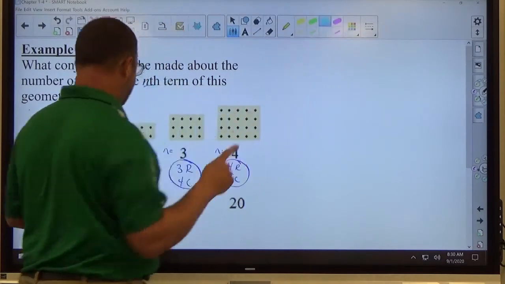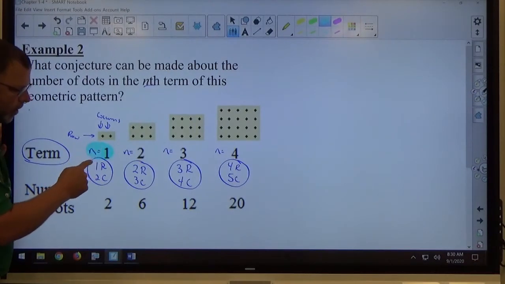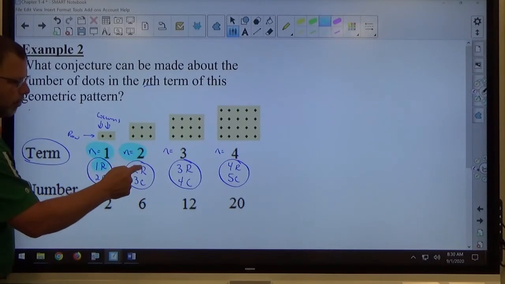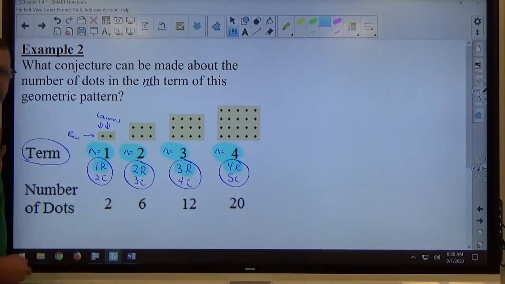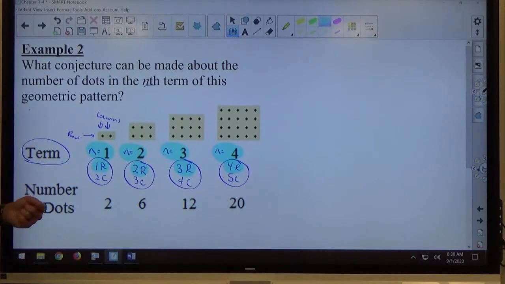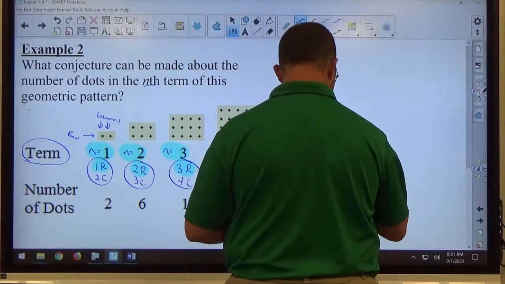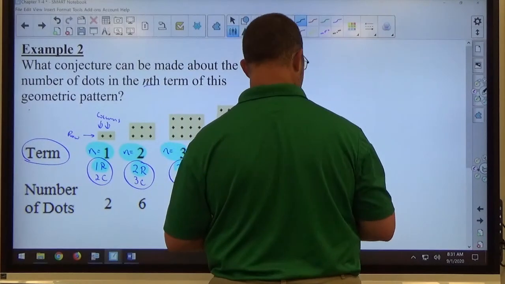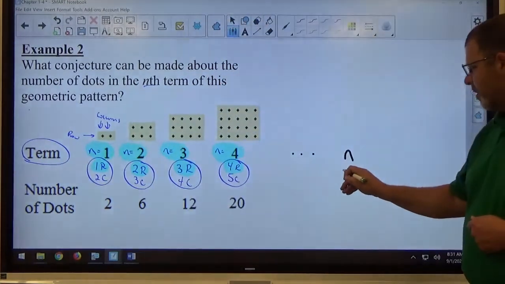Highlighter. All right. So, I want to look at the term number we're on and relate it to, first of all, the rows. Term 1, we have 1 row. Term 2, we have 2 rows. Term 3, we have 3 rows. Term 4, we have 4 rows. So the relationship between the number of rows and the term we're on is they're the same, right? So if I get the term n over here, dot, dot, dot, term n, I'm going to have n rows, right?